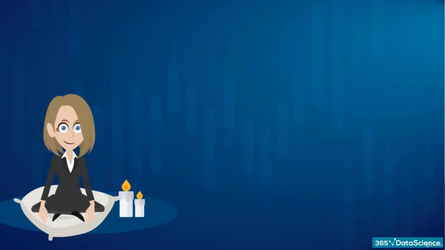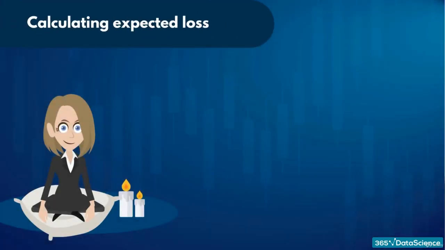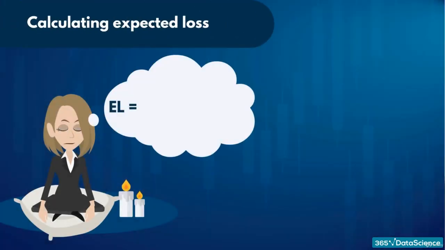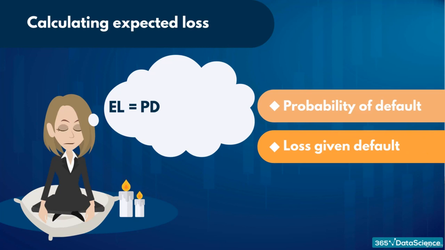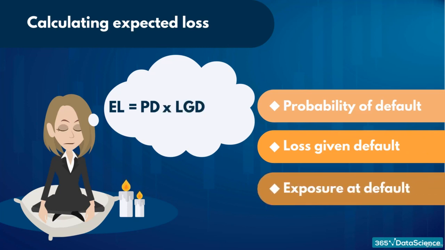Remember that creating a credit risk model implies calculating the expected loss. The expected loss is the product of three components: the probability of default, or PD, the loss given default, or LGD, and the exposure at default, or EAD. We will go step by step through the process, starting with the probability of default model.